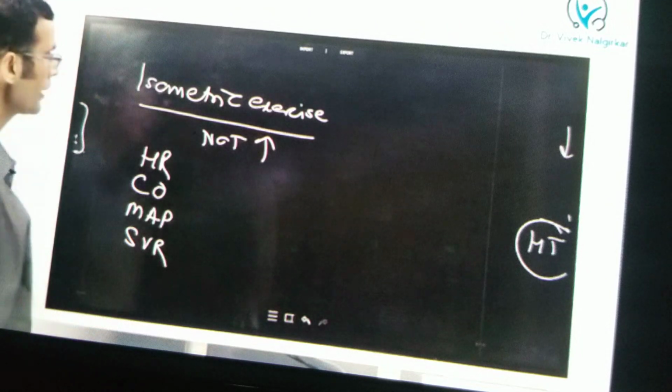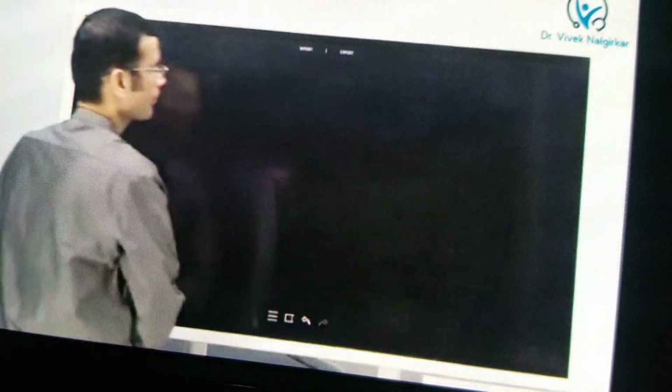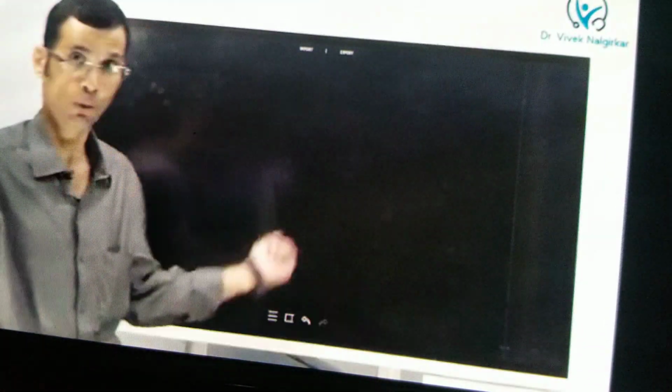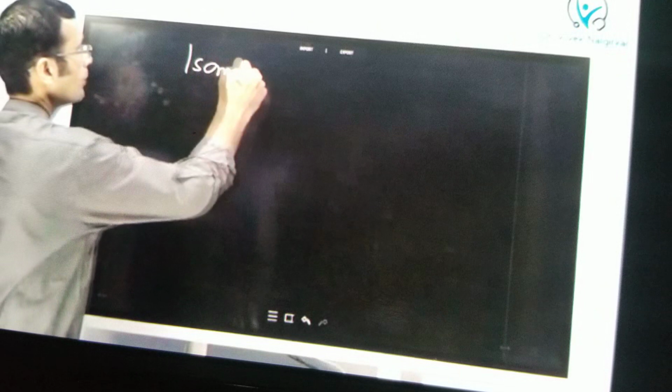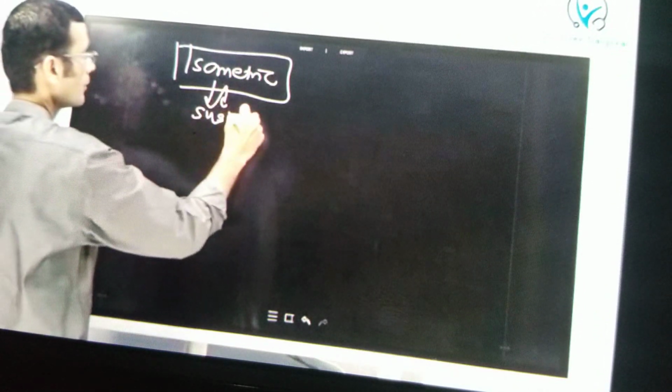What happens in isometric exercise? Which of the following will not increase? In isometric exercise, as we will see, they are contraindicated in hypertensives. Isotonic are advised, the dynamic exercises are advised, isometric are contraindicated. See why? In isometric exercise, like pulley and weights, there is a sustained tension development.